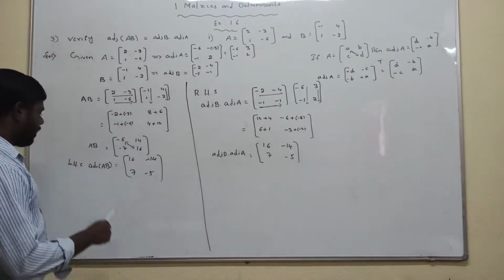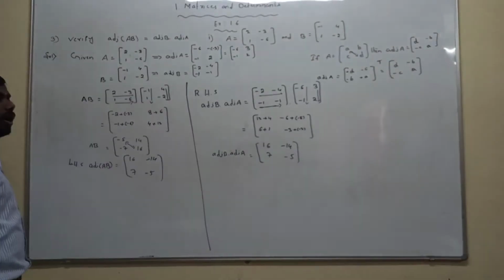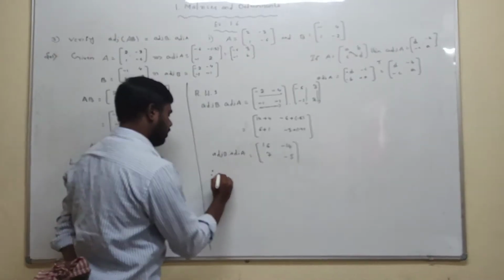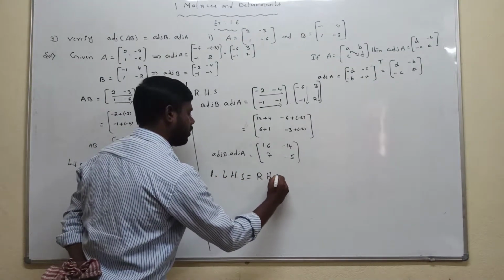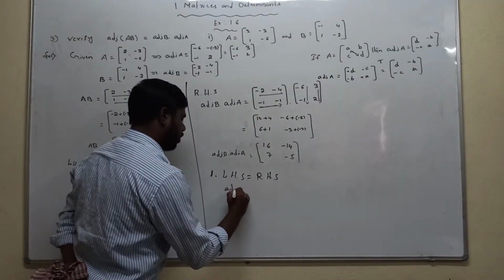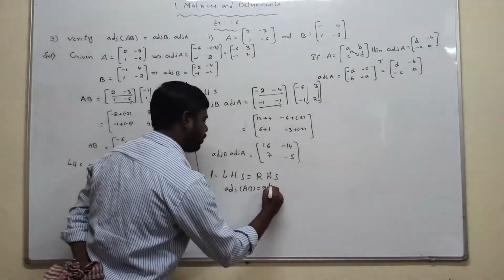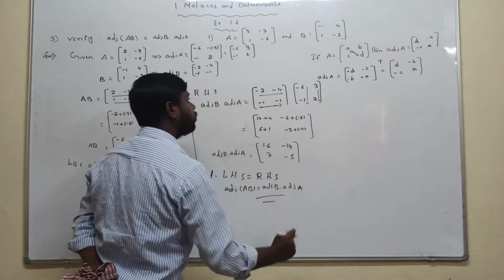Observe here, the LHS condition and RHS condition, both the conditions are equal. So both the matrices are equal. So write the conclusion: LHS is equal to RHS. The LHS is nothing but the adjoint of AB, which is equal to adjoint of B into adjoint of A. This is the solution of this question.